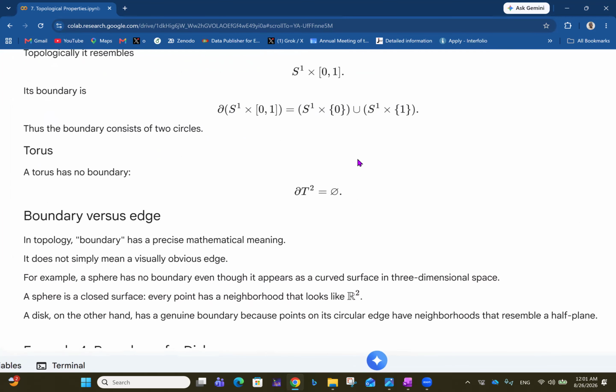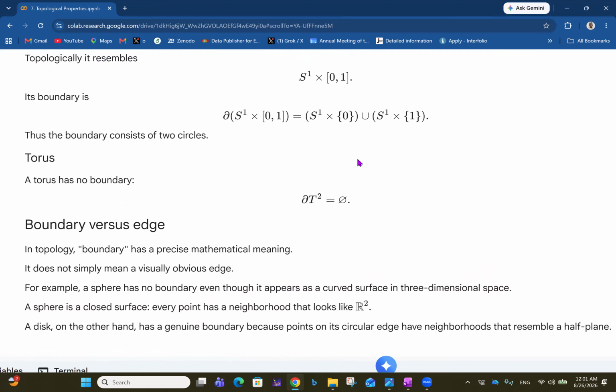In topology, boundary has a precise mathematical meaning. It does not simply mean a visually obvious edge. For example, a sphere has no boundary, even though it appears as a curved surface in three-dimensional space. I mean, if you have a globe which is spherical, you can touch it all over the place, right? And it feels like a boundary, but in the sense of topology, that's not seen as a boundary.